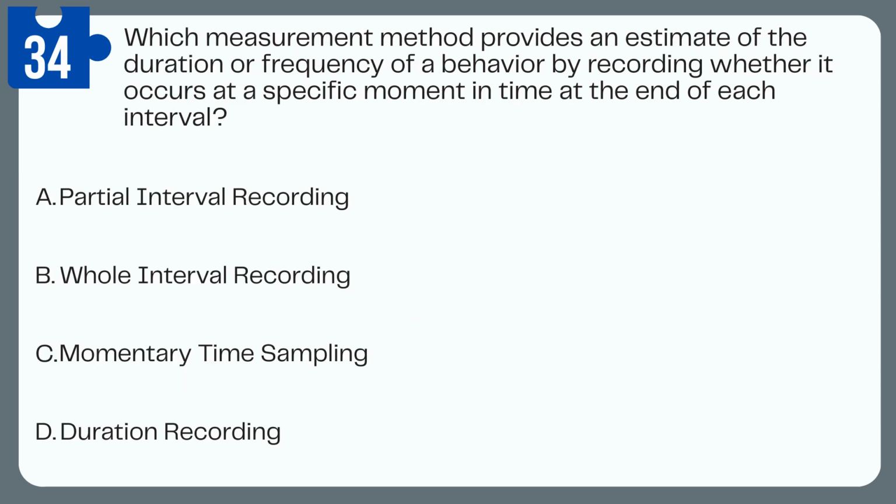Question 34. Which measurement method provides an estimate of the duration or frequency of a behavior by recording whether it occurs at a specific moment in time at the end of each interval? A. Partial interval recording. B. Whole interval recording. C. Momentary time sampling. D. Duration recording.